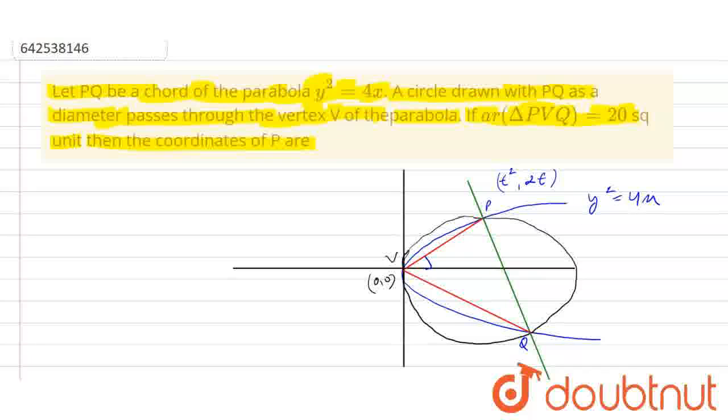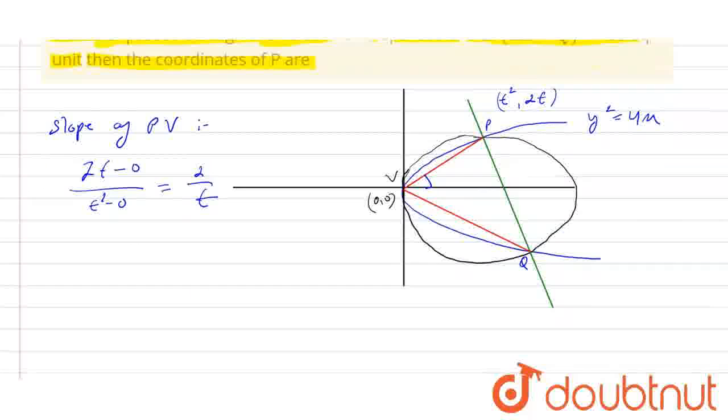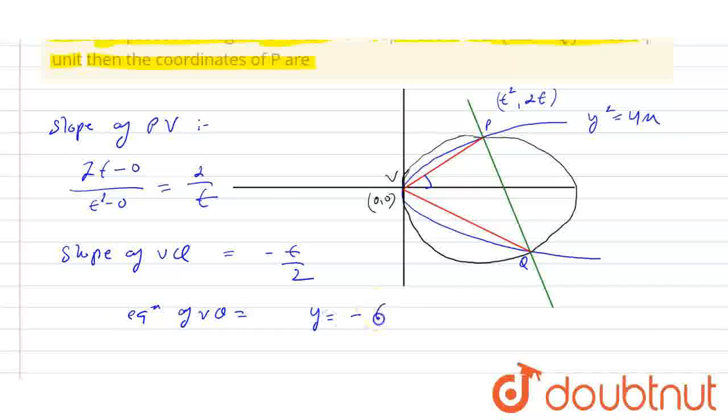So now first we find the slope of PV. Slope of PV is y2 minus y1 upon x2 minus x1, so this will be 2t minus 0 upon t square minus 0, that means 2 upon t. So from here we can identify slope of VQ. As these are perpendicular, m1 into m2 is minus 1, so slope of VQ will be minus t upon 2. Now we can write equation of VQ, passing through the point 0, 0, so y is equals to minus tx upon 2.